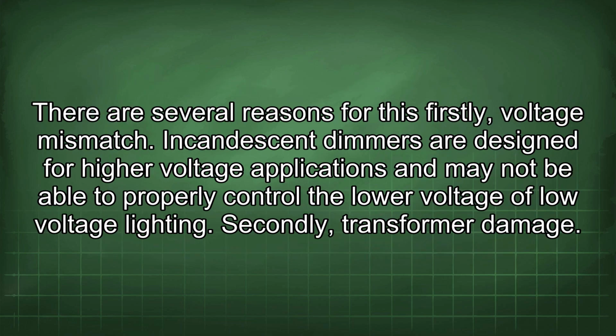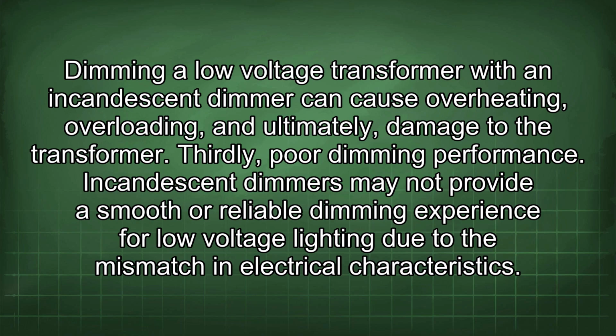There are several reasons for this. Firstly, voltage mismatch. Incandescent dimmers are designed for higher voltage applications and may not be able to properly control the low voltage of low-voltage lighting. Secondly, transformer damage. Dimming a low-voltage transformer with an incandescent dimmer can cause overheating, overloading, and ultimately damage to the transformer. Thirdly, poor dimming performance.